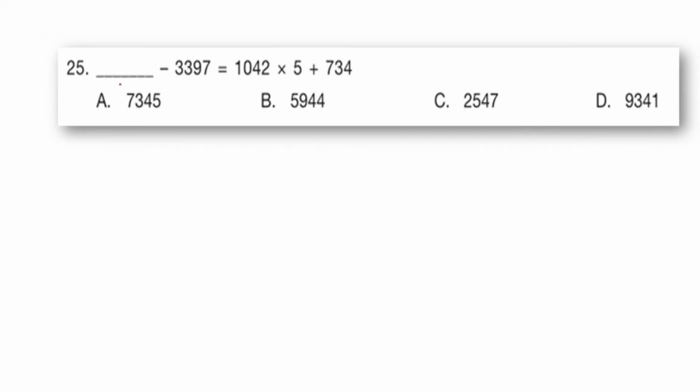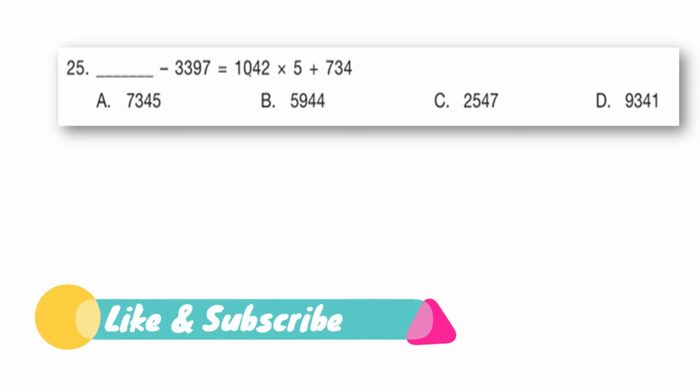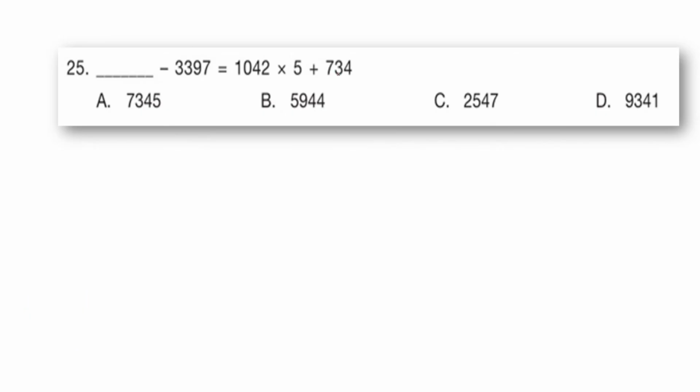Next question. Dash minus 3397 is equal to 1042 times 5 plus 734. Is it option A 7345? Is it option B 5944? Is it option C 2547 or option D 9341? Your time starts now.